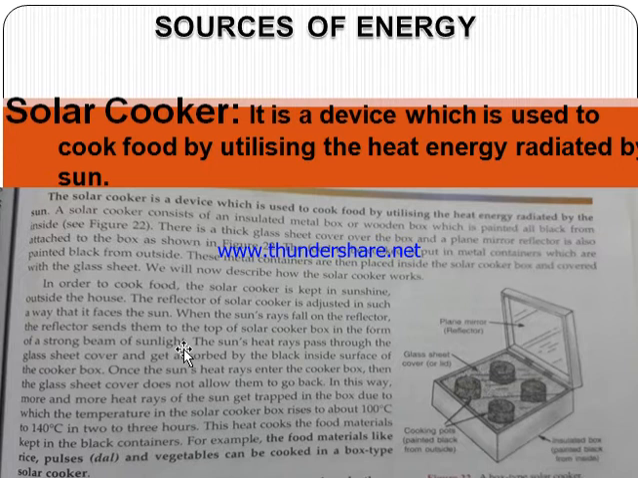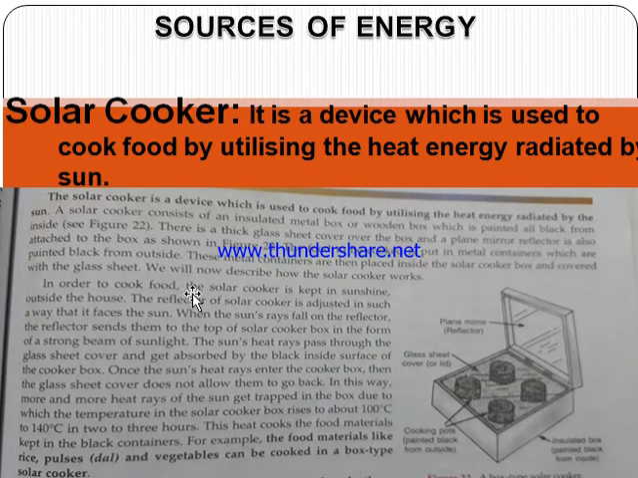Next is the solar cooker. It is a device used to cook food by utilizing heat energy. The device consists of an insulated metal box or wooden box which is painted black from inside, a thin glass sheet over the box, and a plain mirror reflector. The metal containers are then placed in the solar cooker box and covered with the glass sheet.